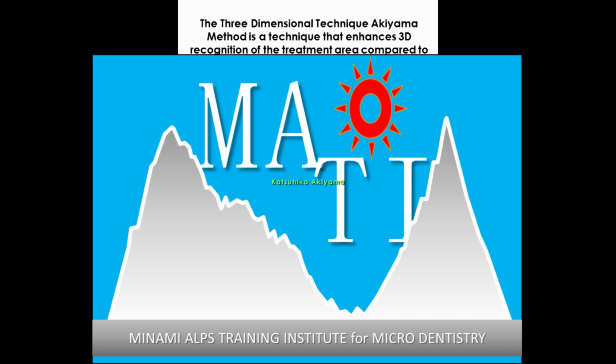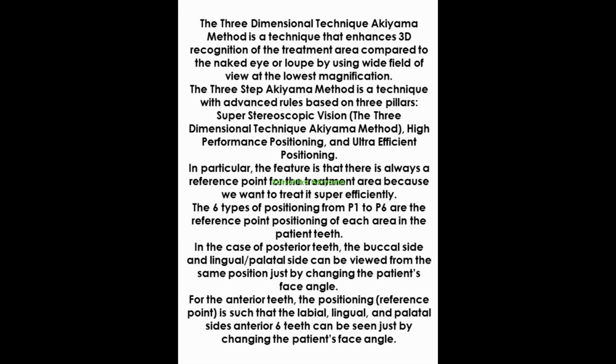The three-step Akiyama method is a technique with advanced rules based on three pillars: superstereoscopic vision, the three-dimensional technique Akiyama method, high-performance positioning, and ultra-efficient positioning. In particular, the feature is that there is always a reference point for the treatment area because we want to treat it super efficiently. The N types of positioning from P1 to P6 are the reference point positioning of each area in the patient's teeth. In the case of posterior teeth, the buccal side and lingual, palatal side can be viewed from the same position just by changing the patient's face angle. For the anterior teeth, the positioning, the reference point, is such that the labial, lingual, and palatal sides of the anterior 6 teeth can be seen just by changing the patient's face angle.